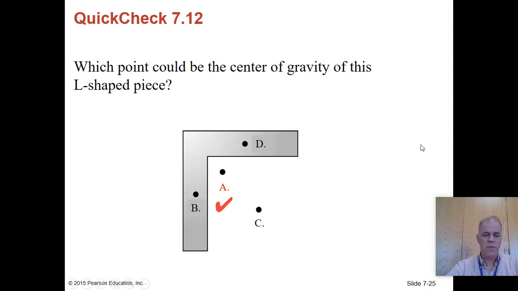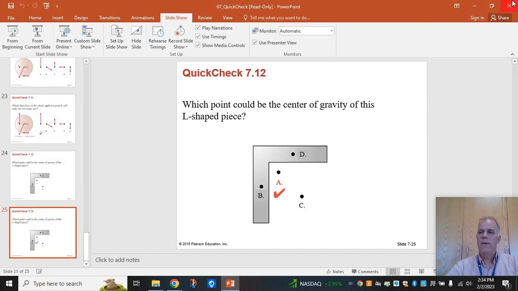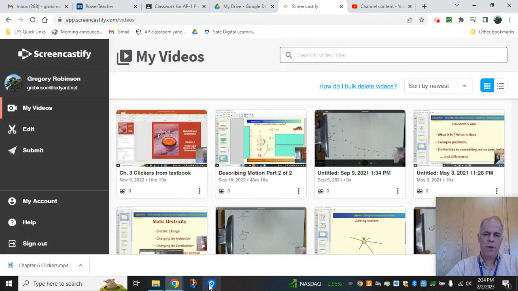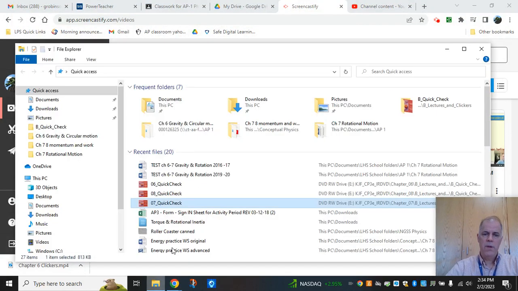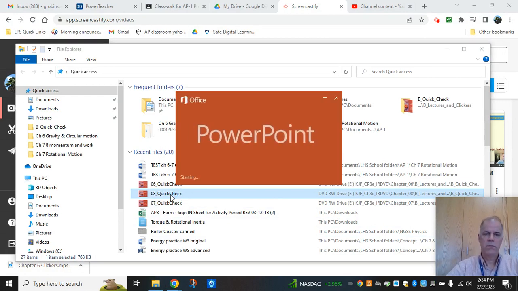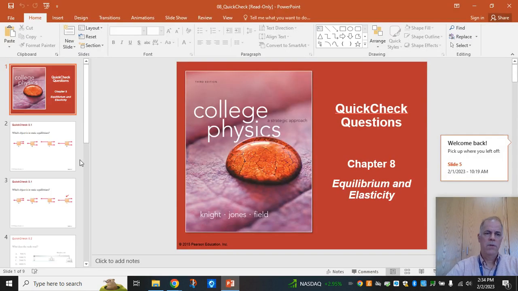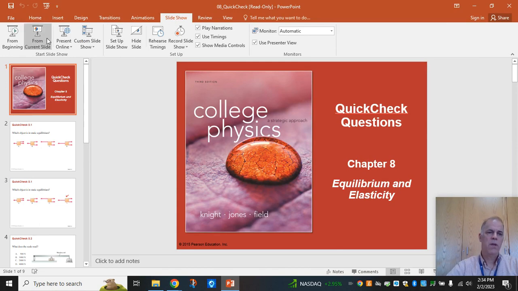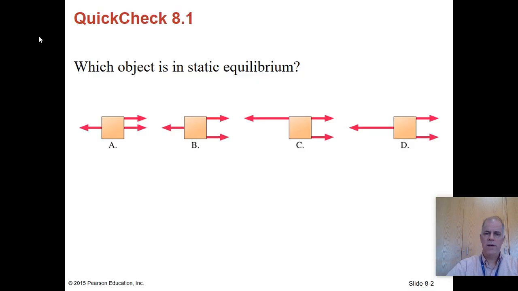So I'm going to close this one down, bring up the ones from Chapter 8. It's just a very short thing, so it will only take a moment here. So bear with me while I bring this one up, and it will be this. Right, and let's do the slideshow. And current slide, and here we go.